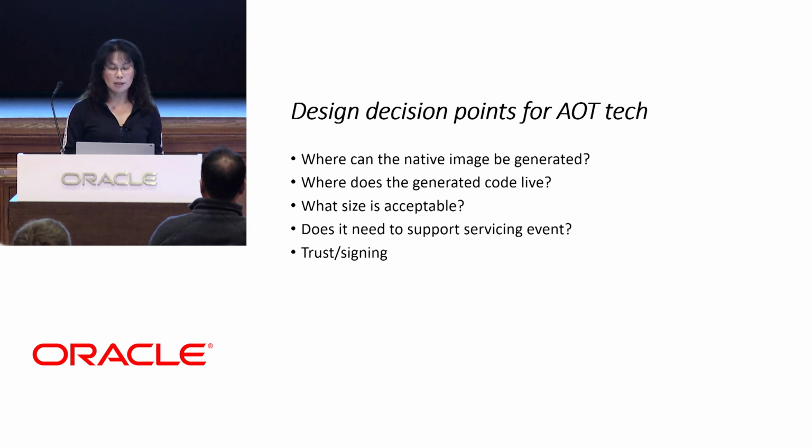And we need to ask whether it needs to support servicing events. What kind of servicing event is it? Is it arbitrary or is it well known? And how do we take advantage of that knowledge? Trust and signing. This is also a big one. When you're generating images, whether the image is cached in memory or on disk, how do I know it's not tampered with? How can I trust it? Trust and security is a very important aspect of today's compute. Even in the cloud, you must trust the cloud. Then how do you know that the thing you uploaded is what is being executed? So that is also a very important factor in our design.